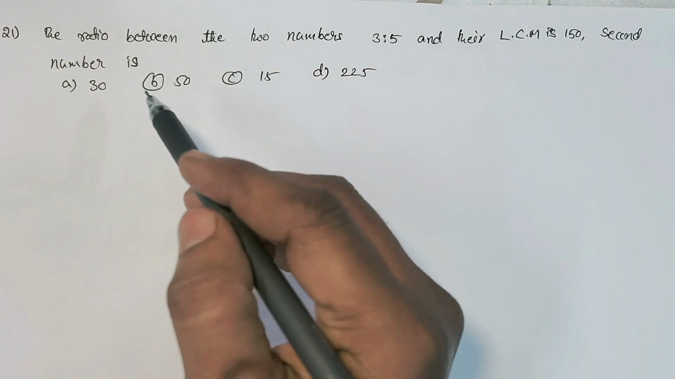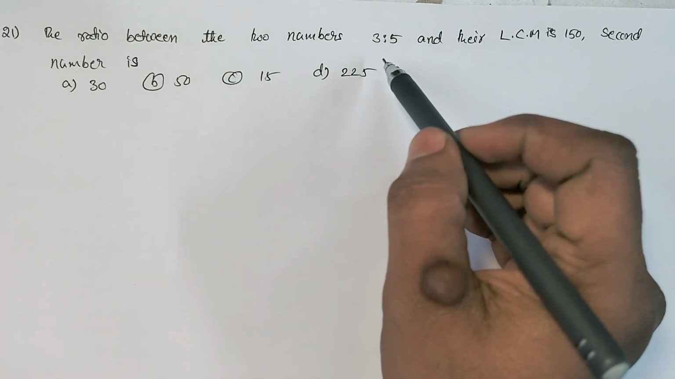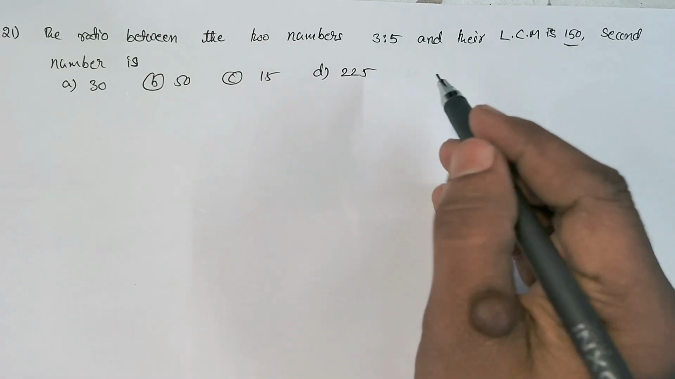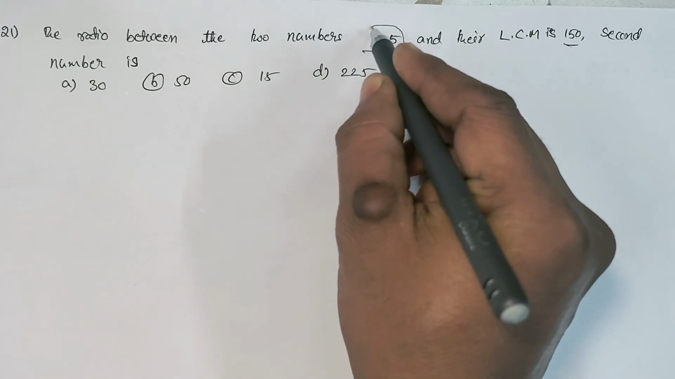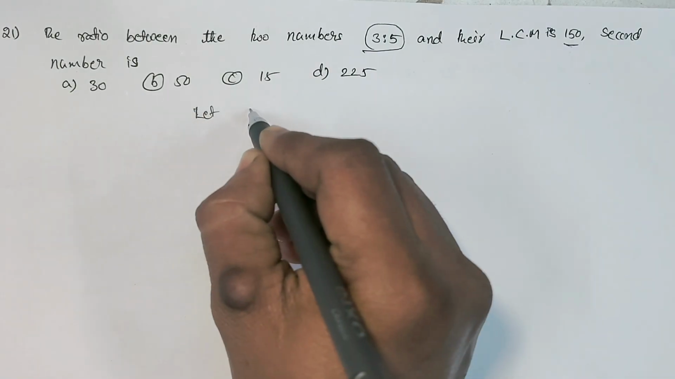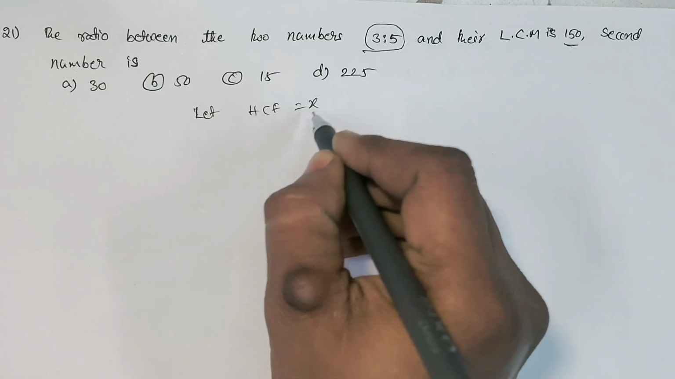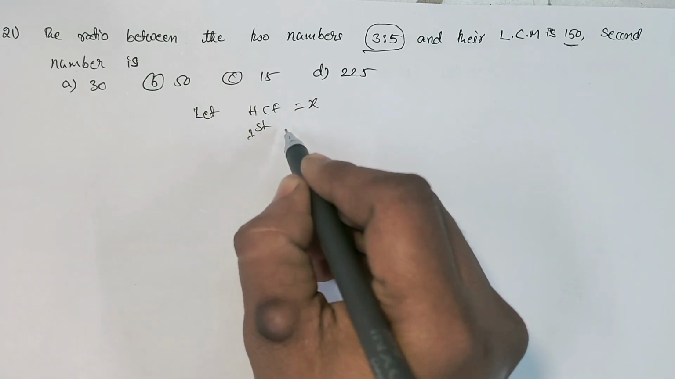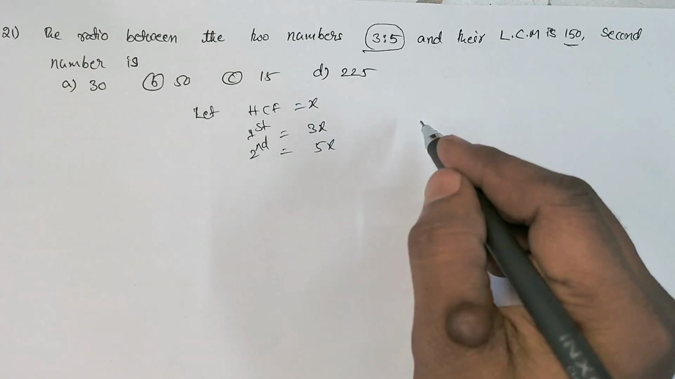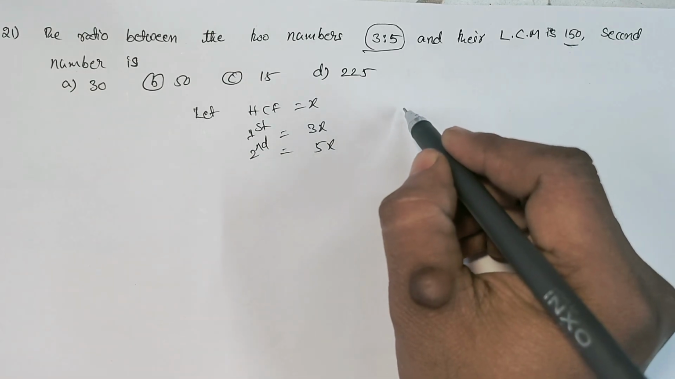Now we are going to see the next question. The ratio between the two numbers is 3:5 and their LCM is 150. The second number is... Here we have given the ratio between the two numbers as 3:5. Then we need to suppose their HCF is x. Then the first number becomes 3x, the second number becomes 5x, and we know the property, that is, the product of two numbers.